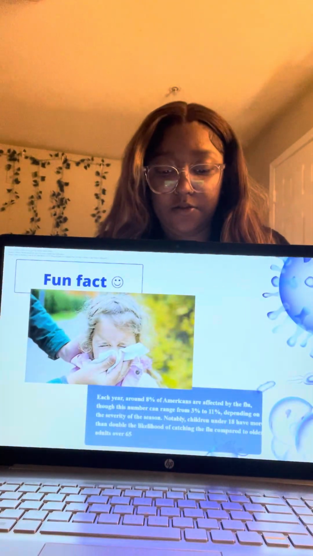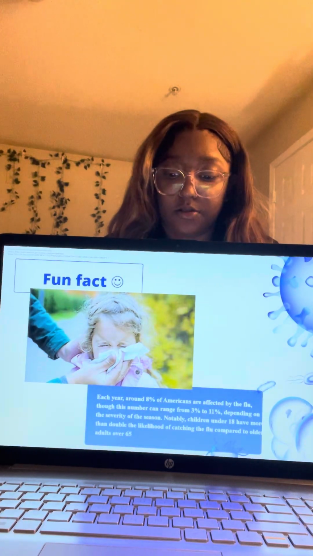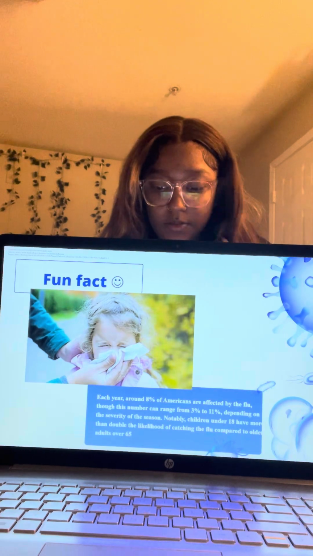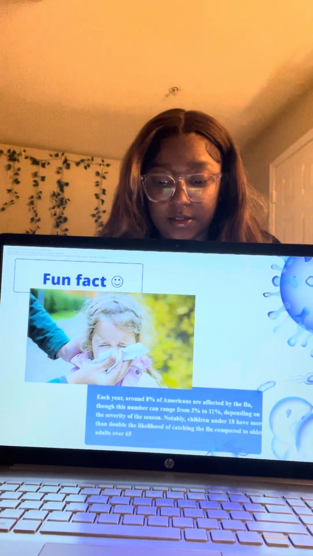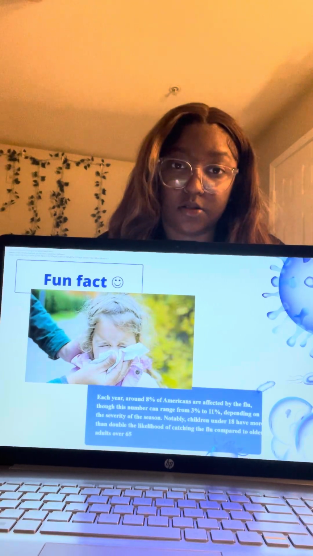And a fun fact about influenza: each year around 8% of Americans are affected by the flu. The number can range from 3% to 11%, depending on the severity of the season. Notably, children under 18 have more than double the likelihood of catching the flu compared to older adults over the age of 65.